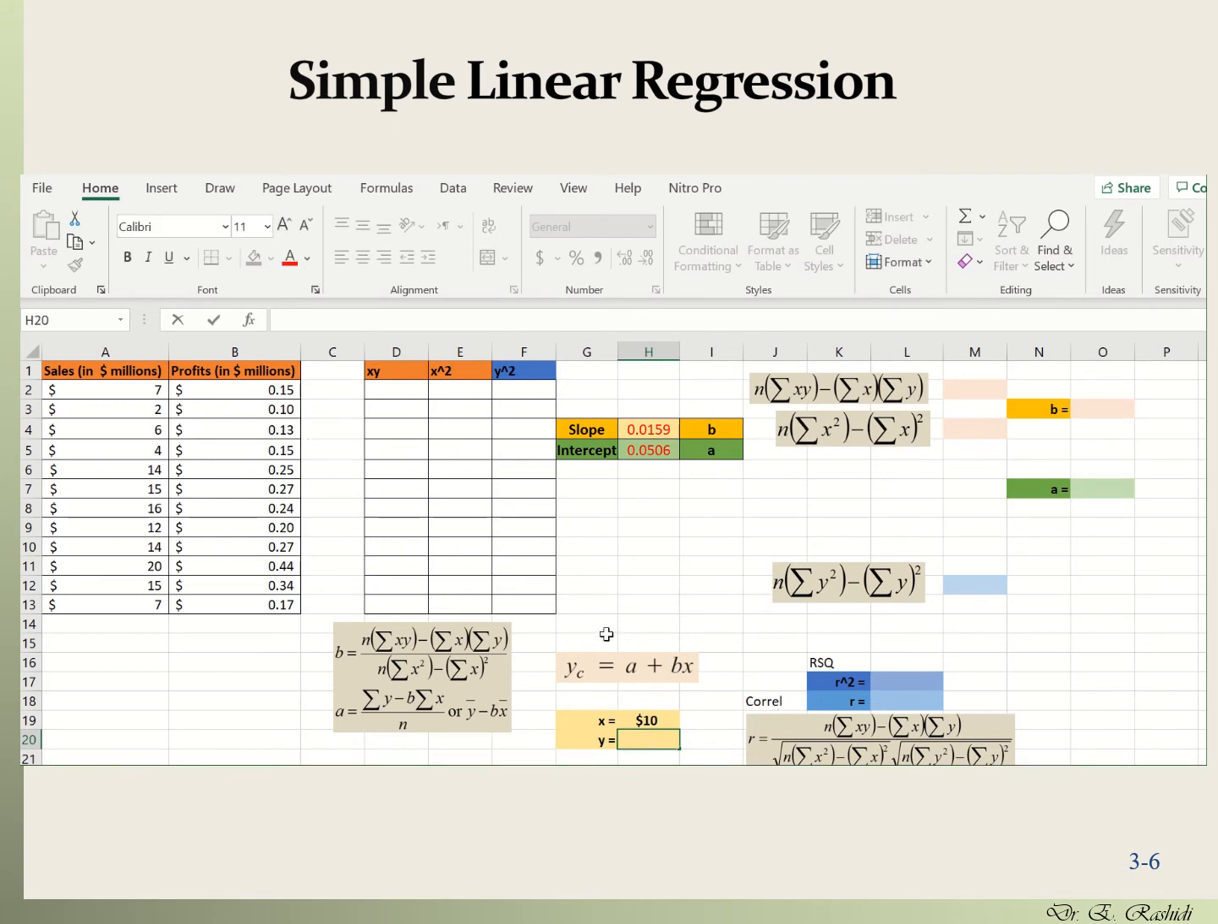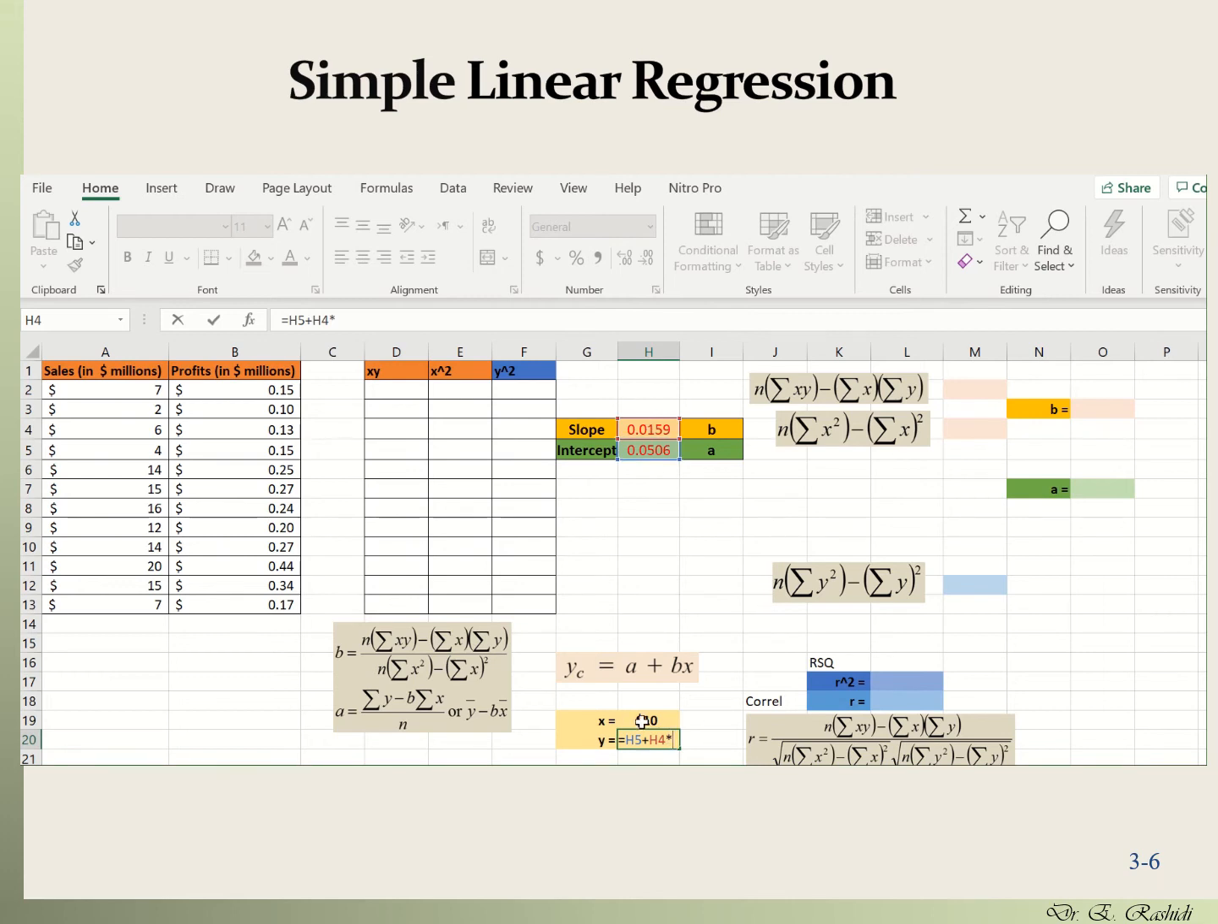All right, so before I do that, I'm going to just put here the equation that we have. So a here, the intercept, is 0.0506, and b, the slope, is 0.0159. All right, so let's go ahead and make a prediction. So y, our estimation of profit, is equal to a, the intercept, plus b multiplied by x.